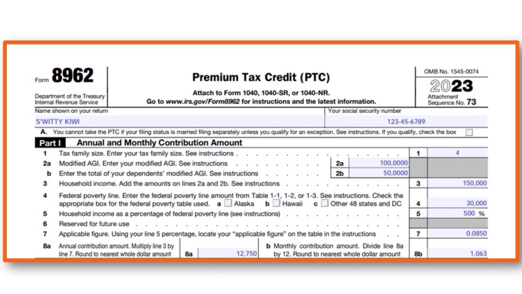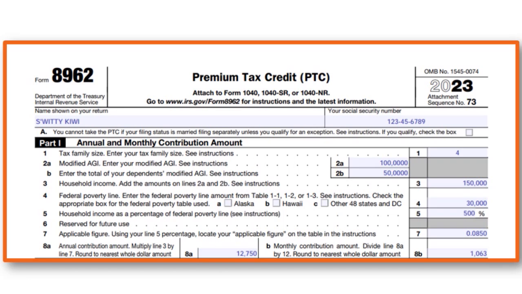So here we put 100 grand, and if you have dependents and those dependents have a modified AGI, you have to put it here as well. When you add those two, on line 3 you have 150. The federal poverty line here, our number is 30,000, and everything comes to 500%. So when you divide 150 by 30, you have 500%, 5 times. And the applicable figure here is 0.0850. Those numbers are on another form, I'll show you later on.